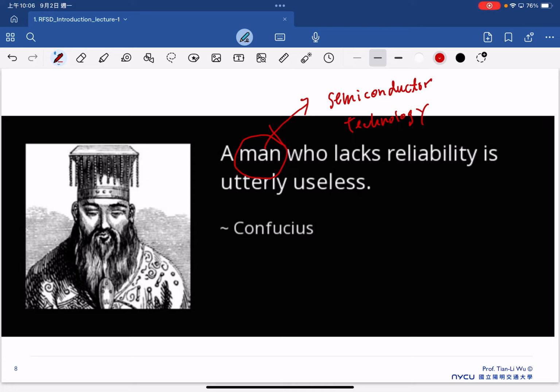So therefore, once we try to make the new product, I think in this classroom, every one of you is trying to make the new advanced semiconductor technology here. Once we make the product, we deliver this technology to the company. What they care about is not only the performance, but sometimes they also care a lot about reliability. But unfortunately, there's always a trade-off between the performance and reliability.